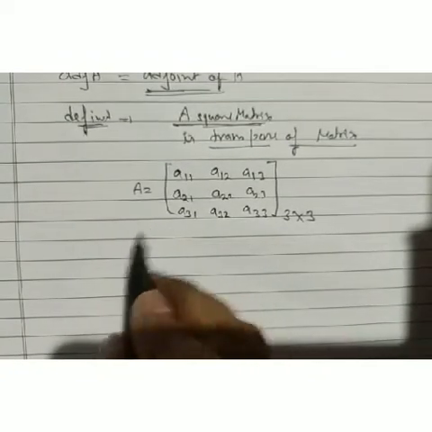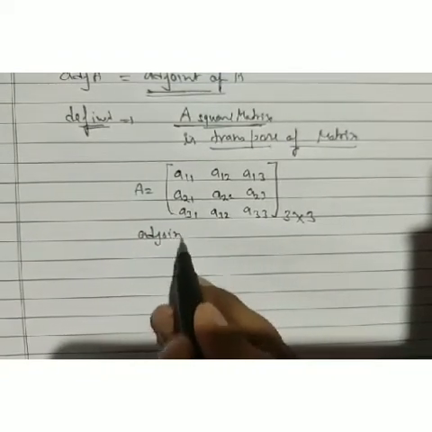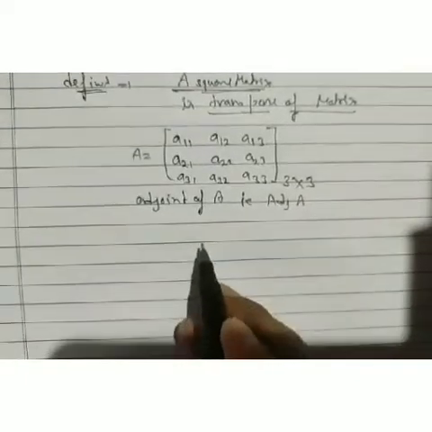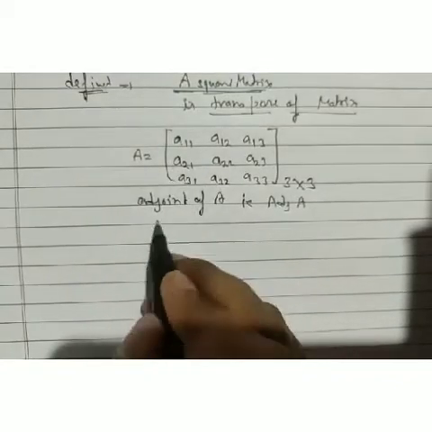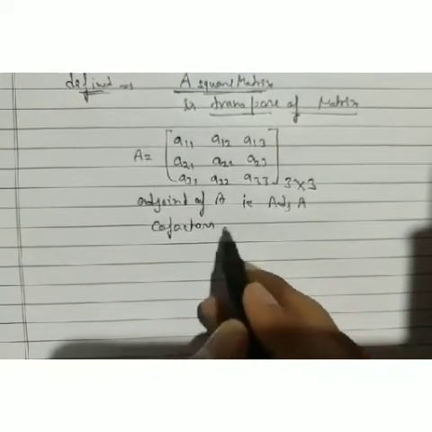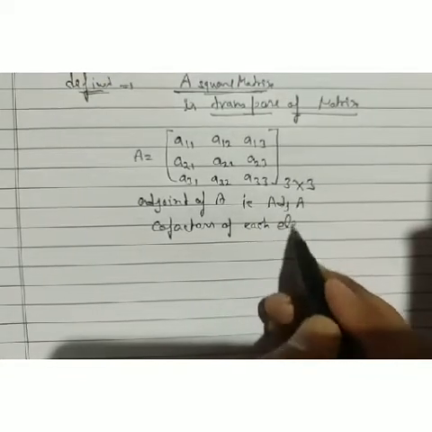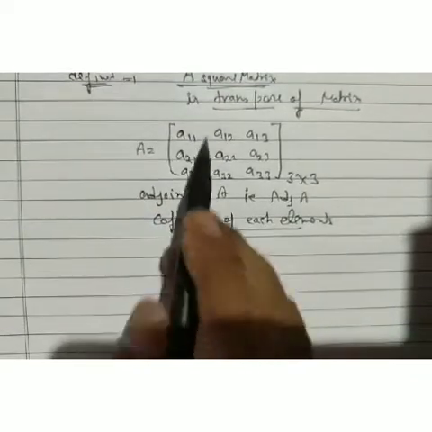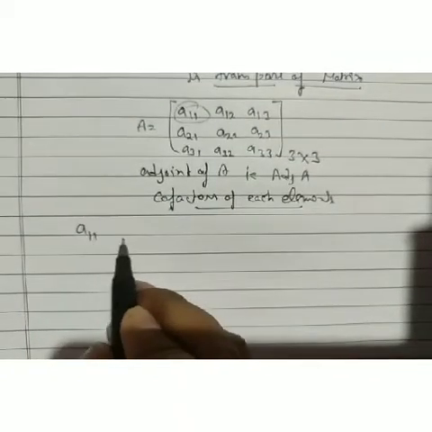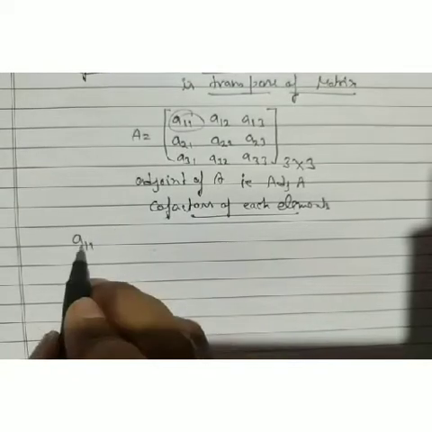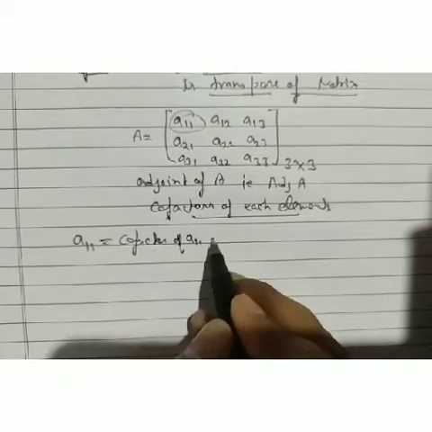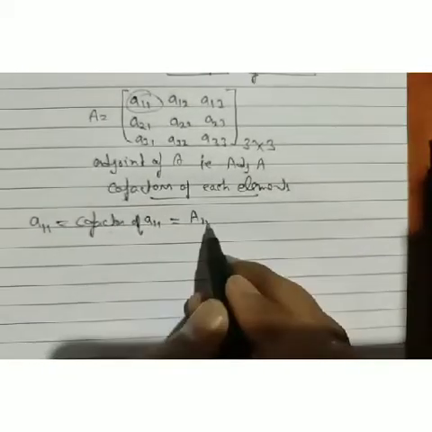Now we have to find its adjoint. Then what do we have to do? We are going to find the cofactors of each element. I already explained in my video how we get the cofactors. So suppose we find the cofactor of a11. How can we find it? Just suppose the cofactor of a11 is denoted by A11.